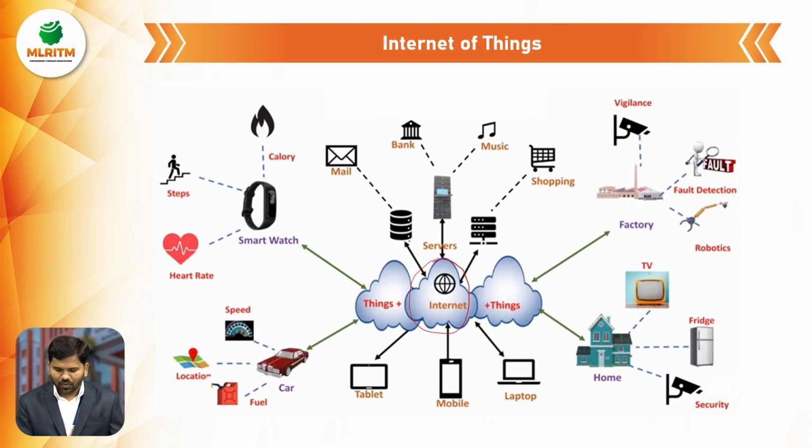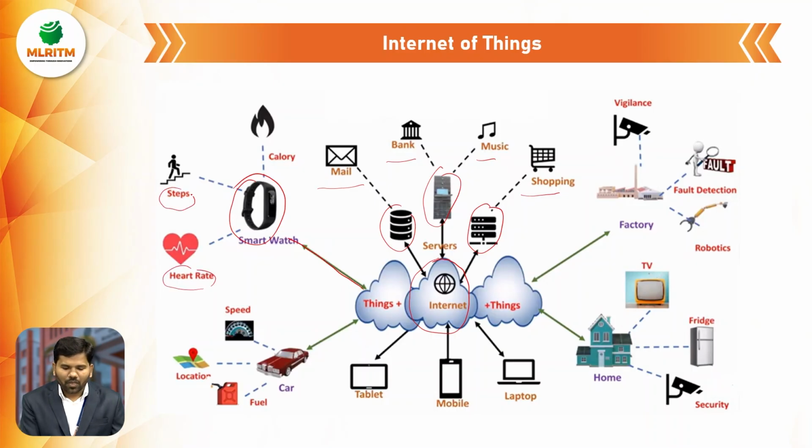So the internet works with the help of some servers. The servers provide different services like mail, banking, music and shopping, right? Things means the objects which are connected to the internet. For example, here the smartwatch is connected to your internet. It will read your heart rate, number of steps per day and how many calories you are burning. Using some sensors it will read all this data, and this data will be stored in the internet, right?